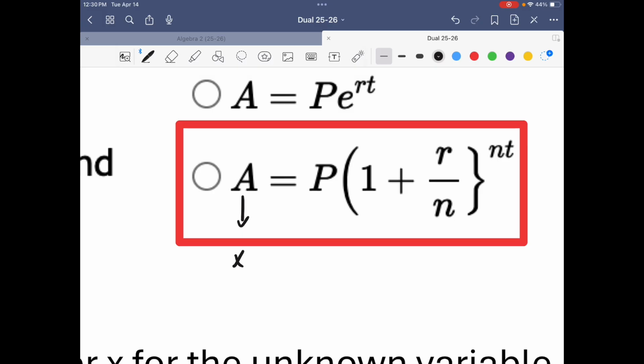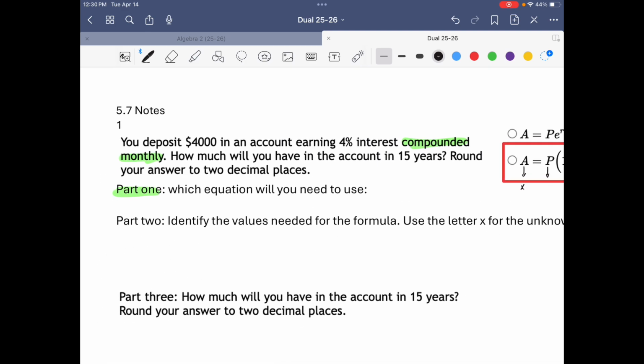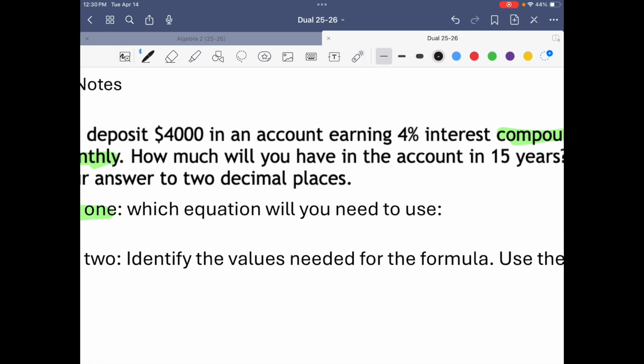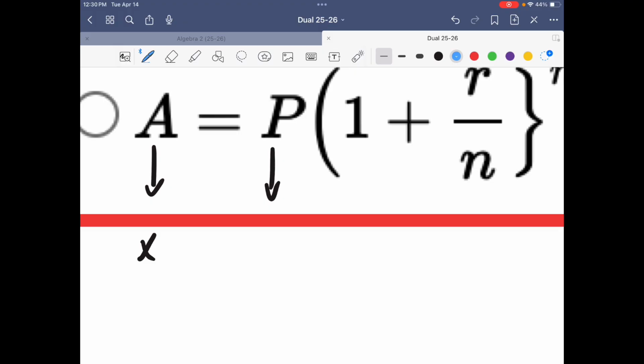Now, the letter P is called the principal amount, or you can think about it like the payment amount, but you're not making payments in this kind of question, but how much did you pay, right? So if we go back and read the question, the payment here is going to be the 4,000. We deposit 4,000. So that is our payment, our principal amount. That's 4,000.